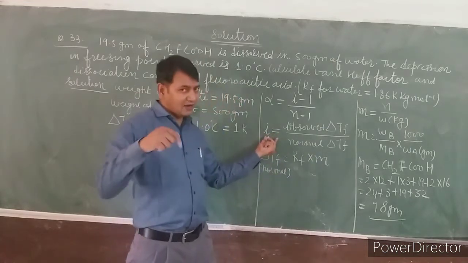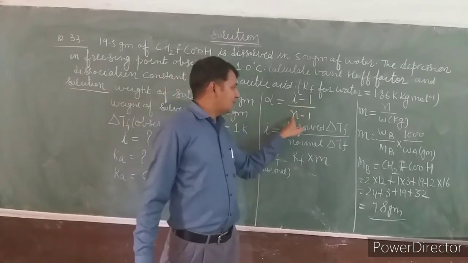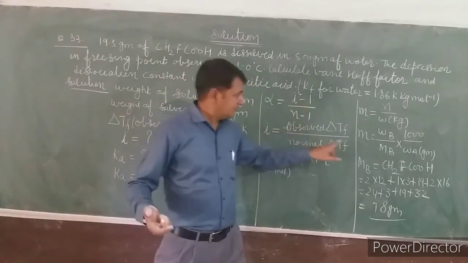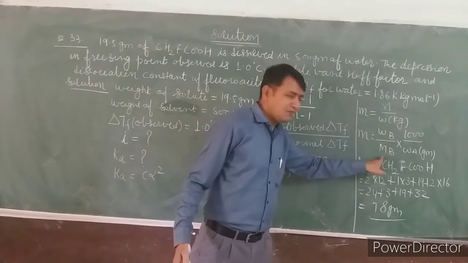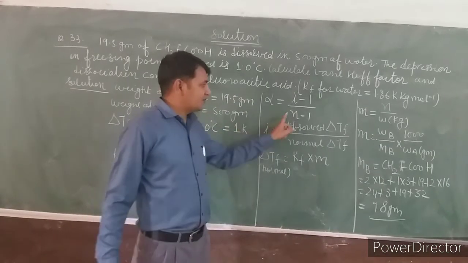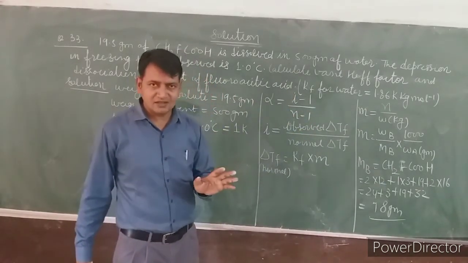After getting the value of i, use this equation for alpha. Alpha is equal to i minus 1 upon n minus 1. How can you determine the value of n? Look here. This is n: given mass upon molar mass. This is the n value. Never use 1 here because 1 minus 1 is equal to 0. That will give an infinite value. So that is not correct.